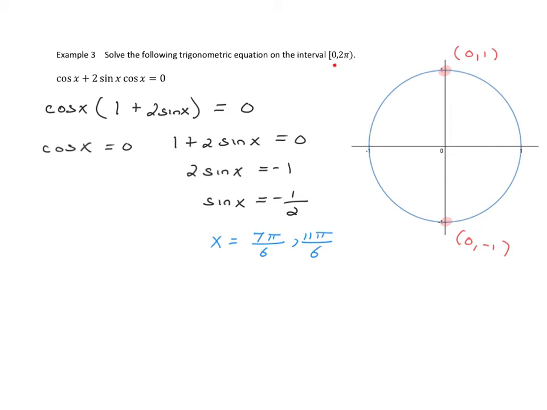So the angle here between 0 and 2 pi for this point must be pi over 2. And if you're counting by pi over 2s, that's 1 pi over 2, 2 pi over 2, and 3 pi over 2. So there are two places where cosine equals 0 in the interval from 0 to 2 pi. Pi over 2 and 3 pi over 2. That means overall there are 4 solutions to this equation. Pi over 2, 3 pi over 2, and then also 7 pi over 6, and 11 pi over 6.